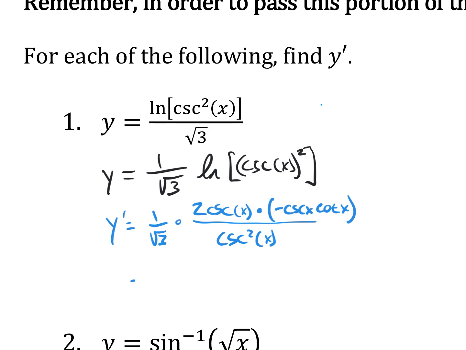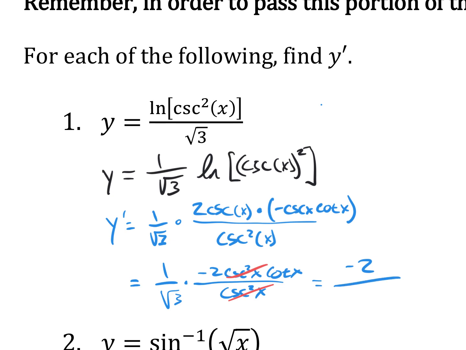Cleaning this up, we want to do some basic cleanup here. Square root of 3, this is going to be negative 2 times cosecant squared of x times cotangent of x all over cosecant squared of x, and these are going to cancel. In the end, after some basic simplification, don't spend your time doing a lot of extra simplifying here. We got negative 2 cotangent x all over the square root of 3. That's it.